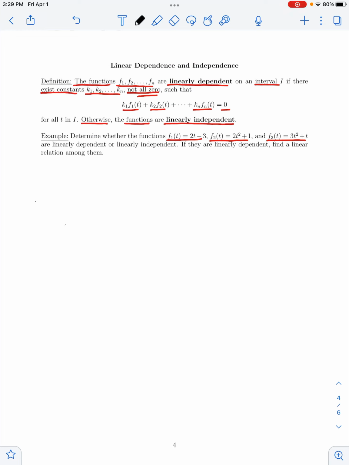To test for linear dependence, we're going to take a linear combination of my functions. So let's say some constant k1 times f1, which was 2t minus 3, plus k2 times f2, which is 2t squared plus 1, plus k3 times f3, which is 3t squared plus t, and I'm going to set this equal to 0. The question is whether these constants, k1, k2, and k3, all have to be 0, or whether there are non-zero values which work.